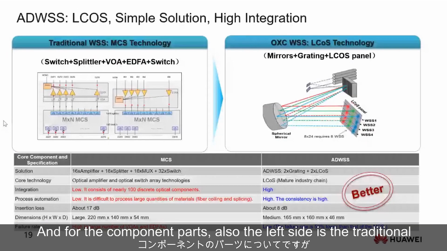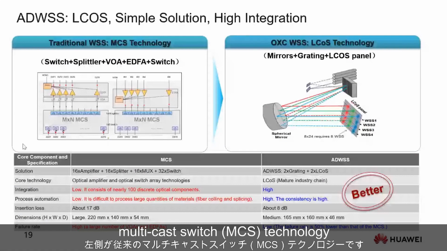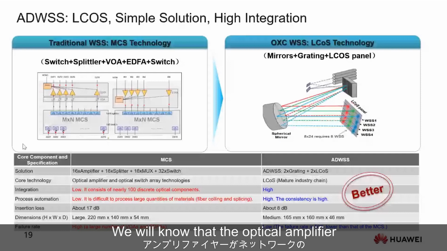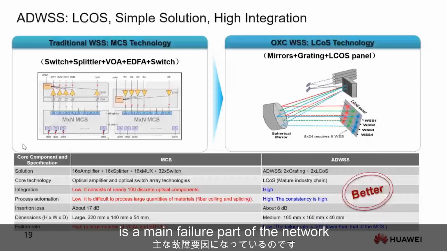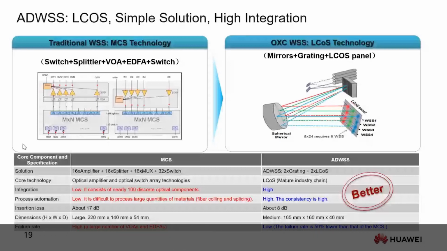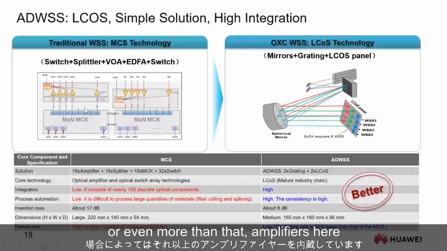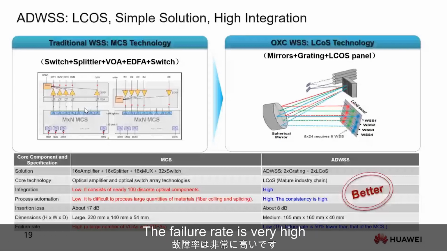And for the component parts, the left side is traditional multicast switch technology. You will see here there are a lot of optical amplifiers. We know that the optical amplifier is a main failure part of the network. So the MCS solution integrates up to 16 or even more amplifiers here, so the failure rate is very high.